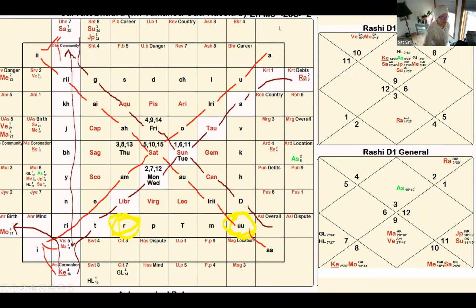So these are the transits outside, and these are the natal. This is a very convenient way to study transits once you get accustomed to it, because it lets you see exactly how the planet is moving and what it's impacting in the natal chart.